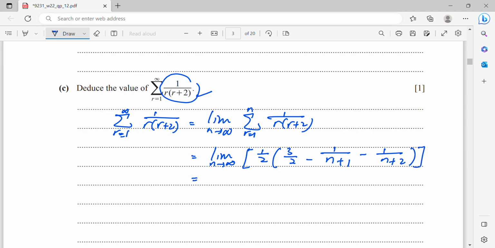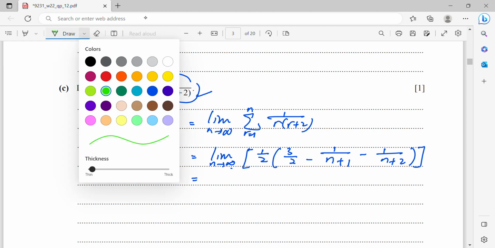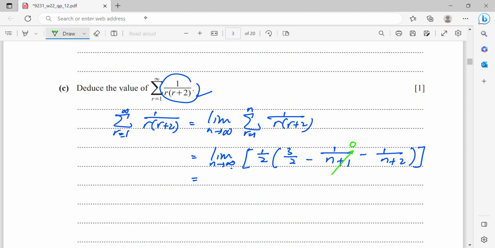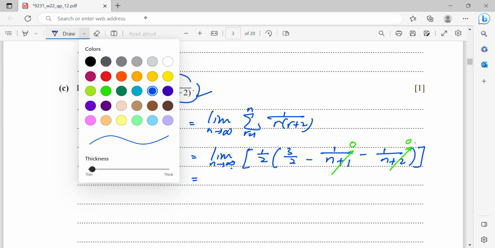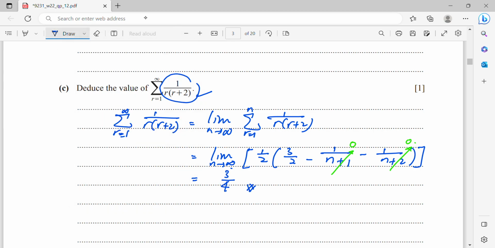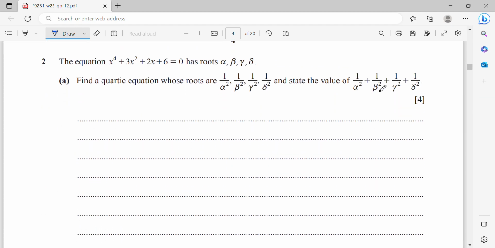Okay, so we know that when you consider n tends to infinity, this whole value will tend to 0, because 1 over infinity here will tend to 0. Therefore, our final answer will be just 3 over 4. Okay, that is the solution for this question. So, with this, we have completed question 1. Okay, so let's move on to question 2.